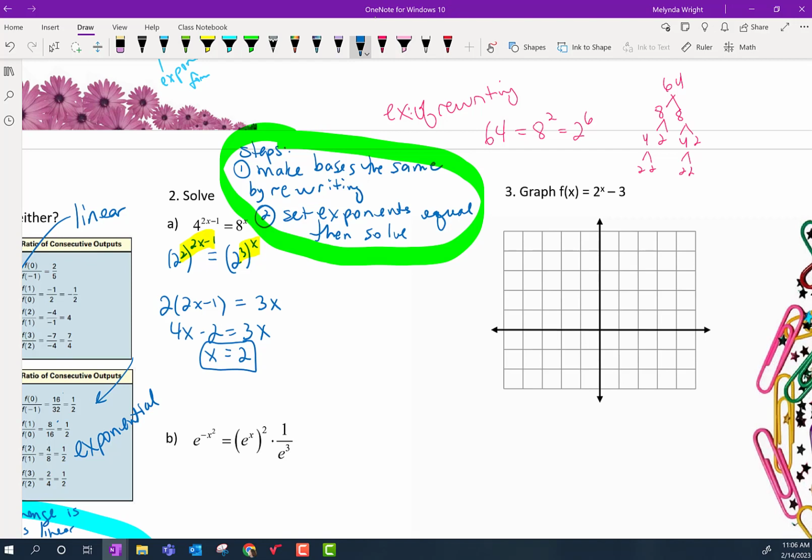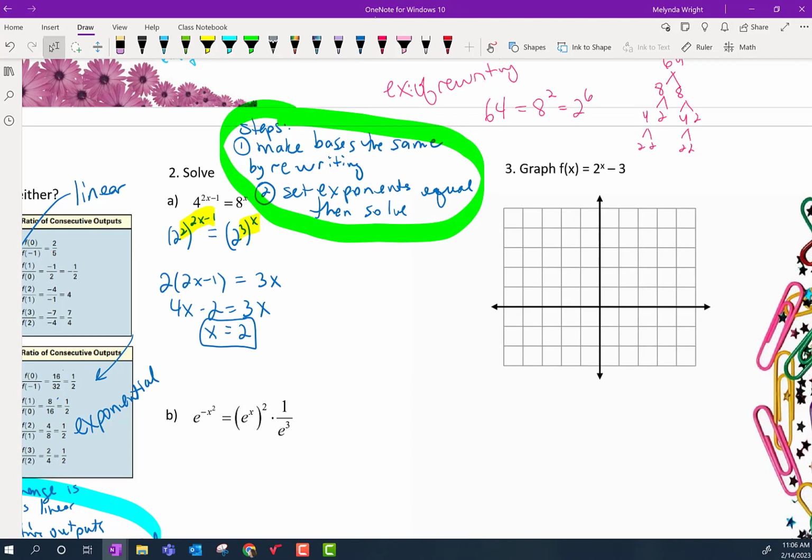The next one, that's a bunch of crazy looking stuff down there. If you look at them, they've all got somewhere base e. They all have base e's. So there's got to be something I can do to work on that. So on the left side, I have e to something, so I'm happy with that. But on the right side, I have this kind of combination of things going on.